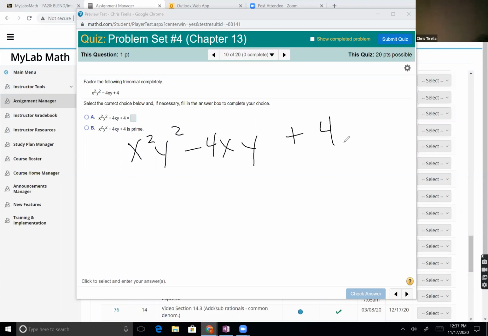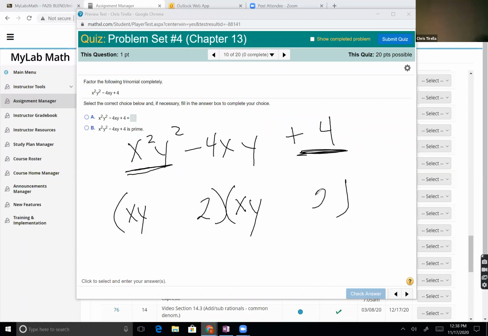But do you guys notice that this first one is a square? xy times xy. How about here? Is 4 a square? Wouldn't that be 2 times 2? Signs are the same, both minuses. And if we go through and check it, we'll get that that's our final answer.